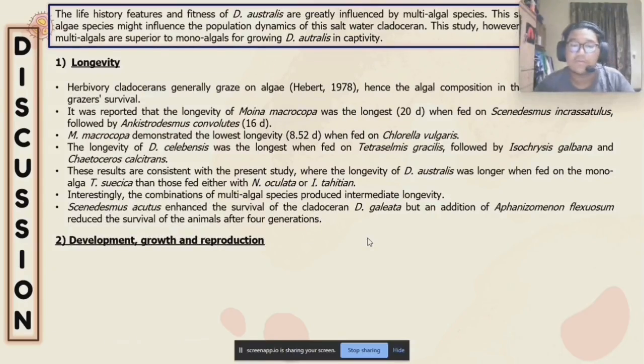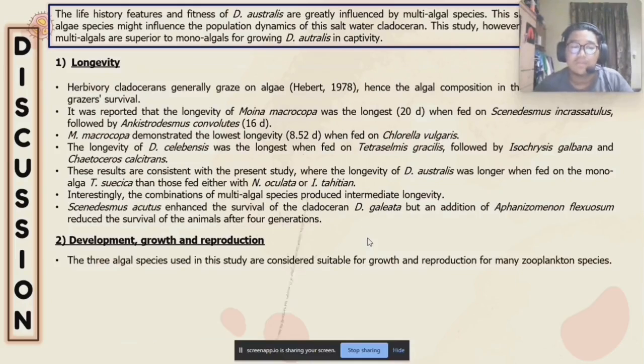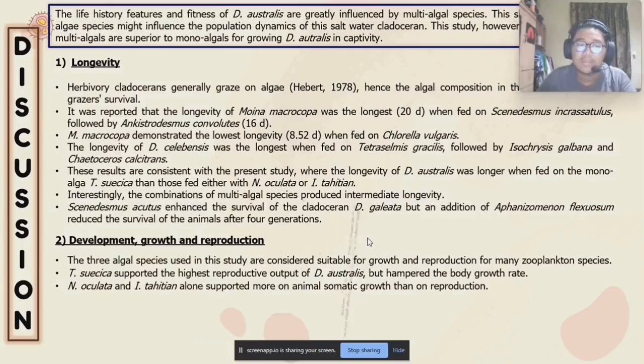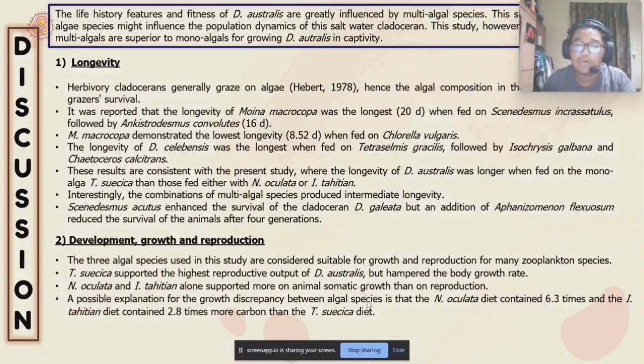Okay, next is development, growth, and reproduction. The three algae species used in this study are considered suitable for growth and reproduction of many zooplankton species. T. suecica supported the highest reproductive output of D. australis, but hampered body growth rate. N. oculata and I. tahitian alone support more animal somatic growth than reproduction. A possible explanation for the growth discrepancy between algae species is that the N. oculata diet contains 6.3 times and the I. tahitian diet contains 2.8 times more carbon than the T. suecica diet.